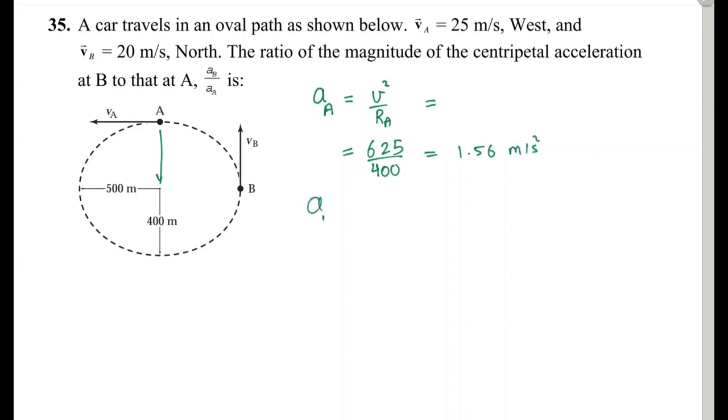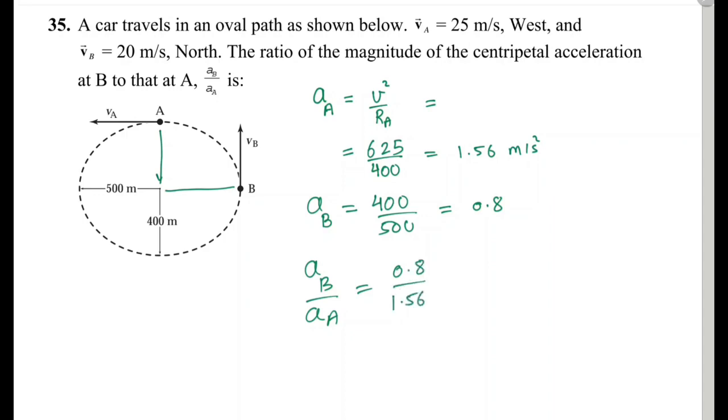Now A at B is equal to this: the speed at B is 20 meters per second, so 400, divided by this semi-major axis, which is 500, or equal to 0.8. So AB divided by AA is equal to 0.8 divided by 1.56, which is equal to 0.5.